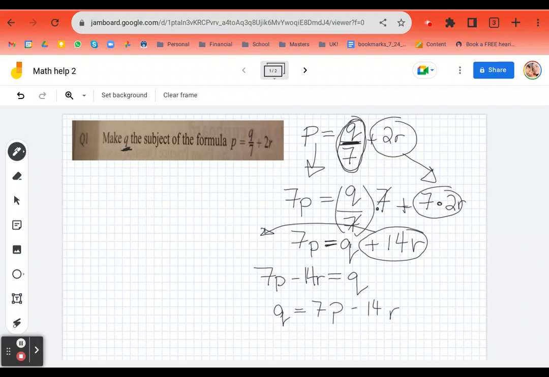I'm almost done. I notice that I can reduce here, so I can pull a 7 out. So I now have 7 bracket P minus 2R, because 7 goes into that: 7P minus 7 times 2 is 14. So now this is my final answer.